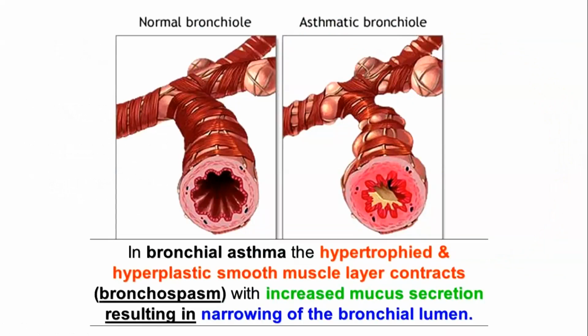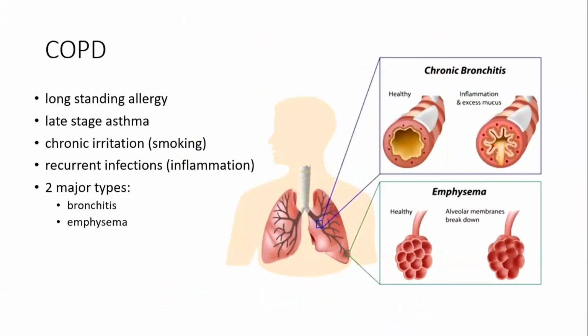Okay, so this is pathologically, just to remind you all, the comparison of normal bronchiole and asthmatic bronchiole, which is usually dia punya attack, the site of attack is at the bronchioles. Okay, so the bronchial asthma dia nampak hypertrophy, bengkak and hyperplastic. The smooth muscle layer contracts, which causes the bronchospasm. Okay, with increased mucus secretion, dia ada mucus banyak, resulting in narrowing of the bronchial lumen. Okay, and then that is the condition of asthma.